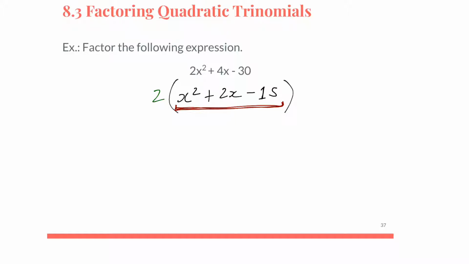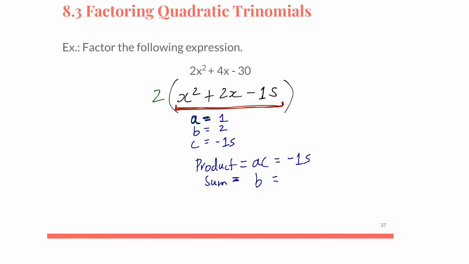What I'd recommend doing is to identify A and B and C really, really quickly in this expression over here, underlined in red. So what's A here? 1, and B is 2, and C is negative 15. Perfect. And then, based on that, you can write this out. The product of the 2, let's say, mystery numbers we're looking for would be A times C, which in this case is 1 times negative 15, which is negative 15. And the sum of those 2 numbers would have to be the value of B, which is 2.